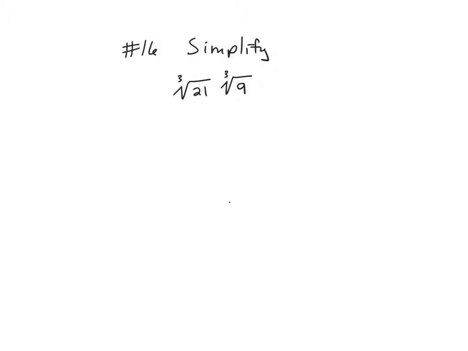For this problem, we're simplifying the product of two radicals, and these radicals are cubed roots. Now, just like with square roots, you can either multiply them and then simplify, or you can simplify and then multiply. If I multiply them together, I'm going to get the cubed root of 189. Now in this case, that's not very helpful because I'm going to have to then turn around and break it down. So a better option would be to break this down into the cubed root of 7 times the cubed root of 3, and to break this one down into the cubed root of 3 times the cubed root of 3.